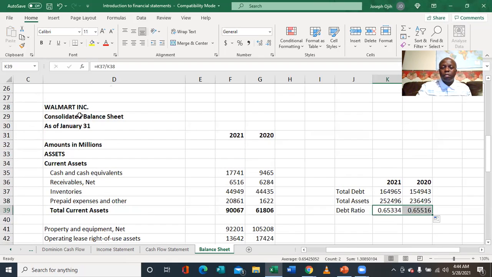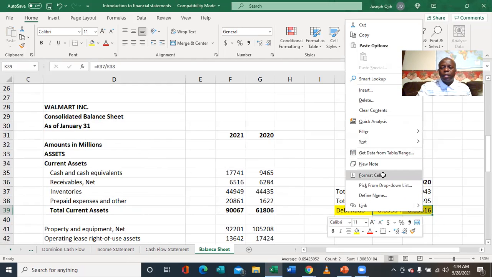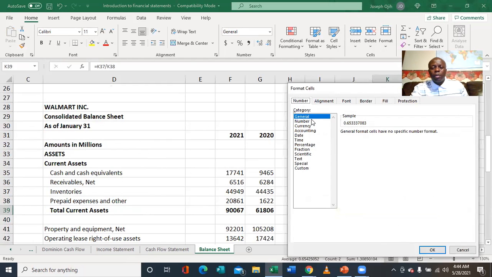Remember, this is Walmart's balance sheet. So I'm going to highlight it. Okay, so you can see the answer right there. Now, usually we leave it in 2 decimal places. So I'm going to format this cell and make it just 2 decimal places.